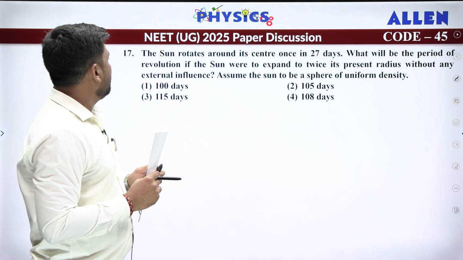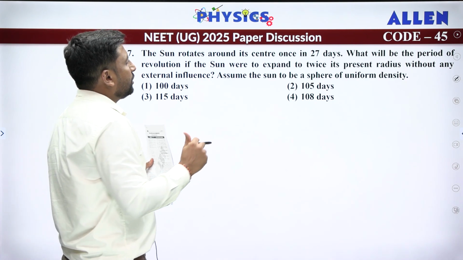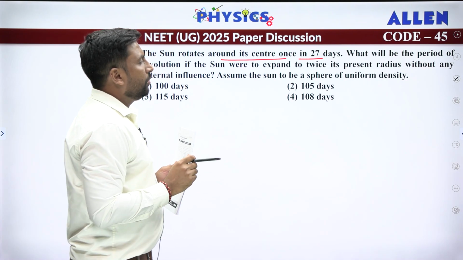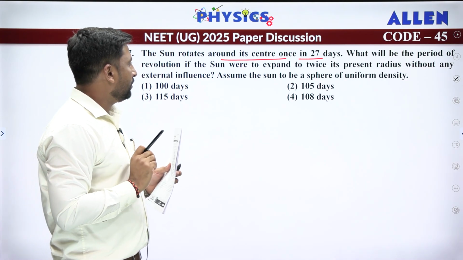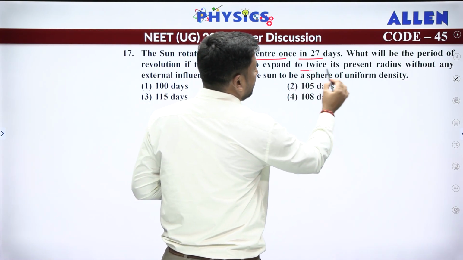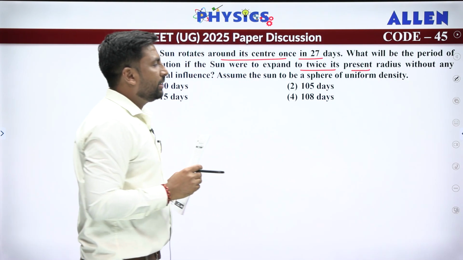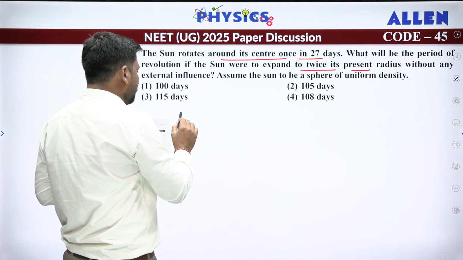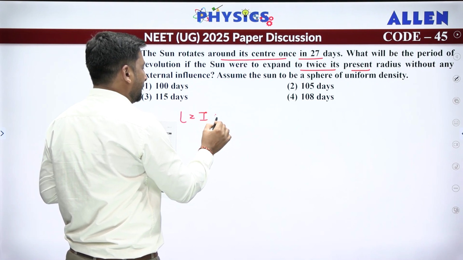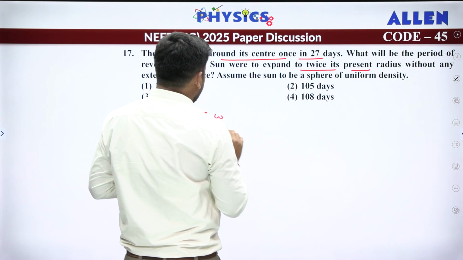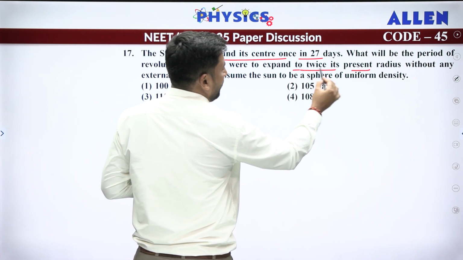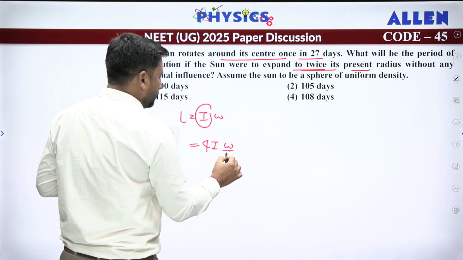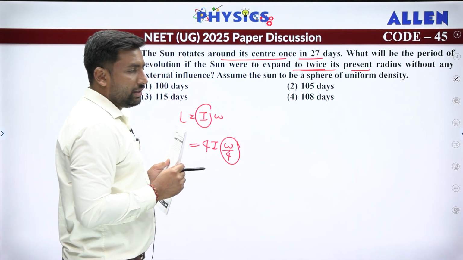Now question number 17, the sun rotates around its center in 27 days. What will be the period of revolution if the sun expands to twice its present radius? So basically it is a question based on conservation of angular momentum. So we can say L is equal to I omega. So when the sun expands to twice the radius, I will become 4I. So omega will become omega by 4. So the new omega will be omega by 4.